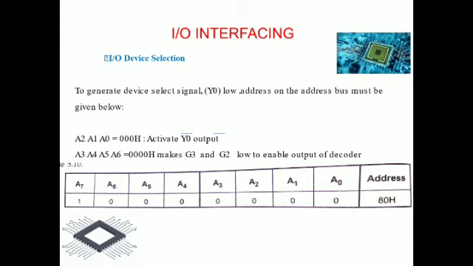In this manner, the decoder output is enabled only when control signals G1 and G2 are low and control signal G is high. Therefore, the address of this I/O device, 80H, is shown in this table. So this is I/O interfacing.